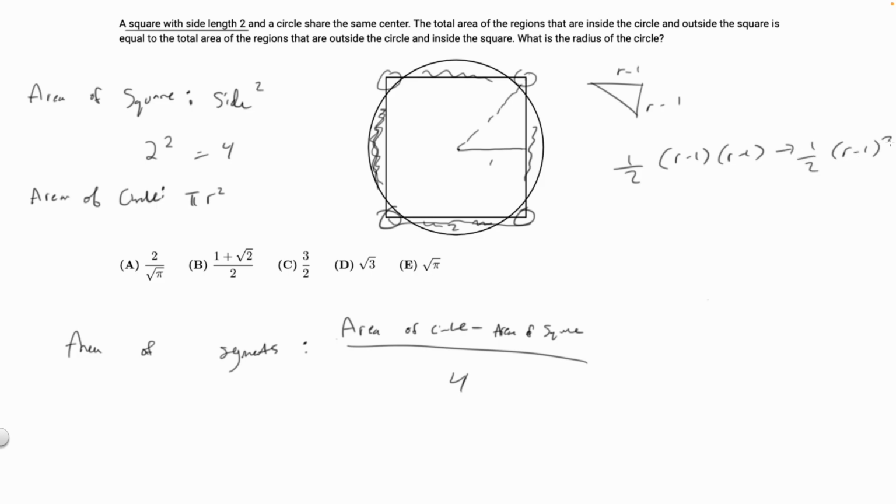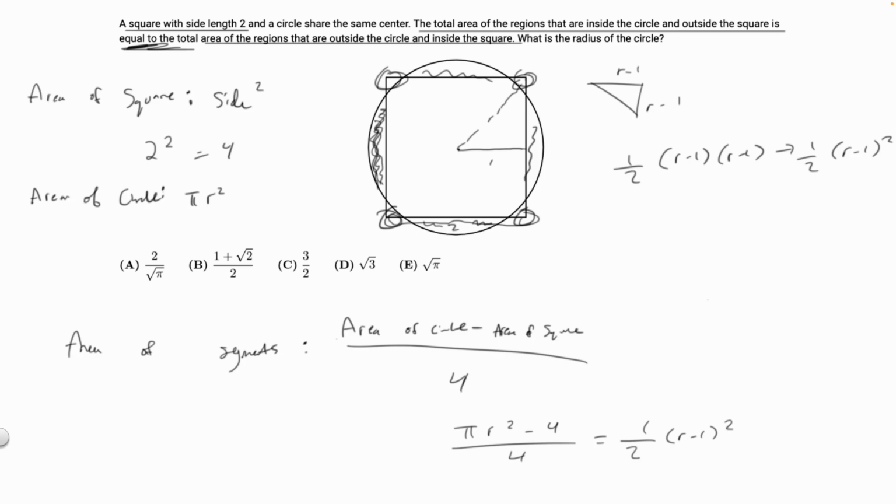or half times r minus 1 squared. And from that, according to our problem, the total area of the regions that are inside the circle and outside the square is equal to the total area of these. So this area is going to be equal to all 4 of these. So from here, we know that the area of the circle minus the area of the square divided by 4, which is pi r squared minus 4 over 4, is equal to half times r minus 1 squared.